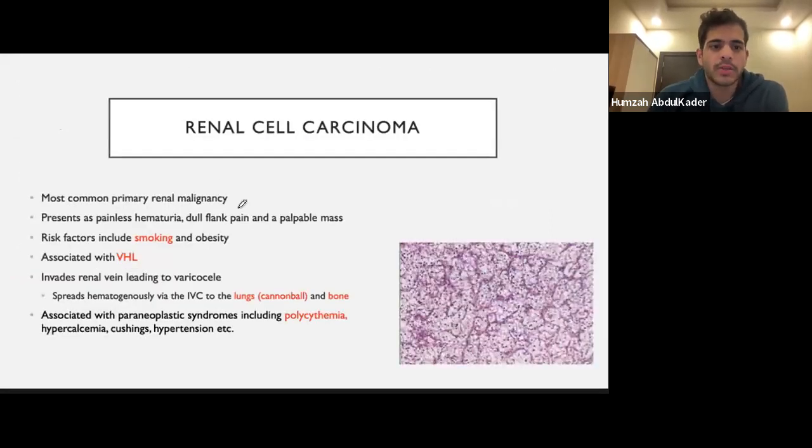What you want to know for renal cell carcinoma is the triad, right? In addition to that, you want to know risk factors. I believe there's more than these, like in your lecture, but these are the ones that are important. And then it's associated with von Hippel-Lindau, right? I don't think you really need to know what the entire disease is, but just know the association because he can ask about it. Additionally, know this picture. You can see the clear cells everywhere. And then also, it can lead to varicocele if it affects the renal vein, right? And it spreads hematogenously. That's why it can go to the lungs. It also goes to the bone, right?